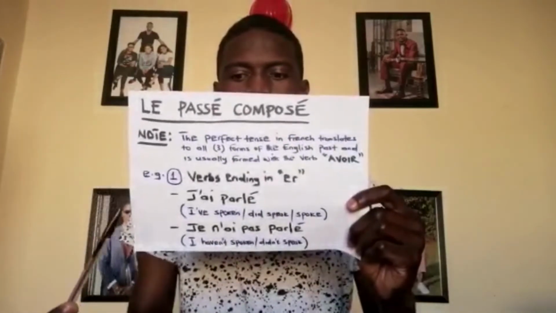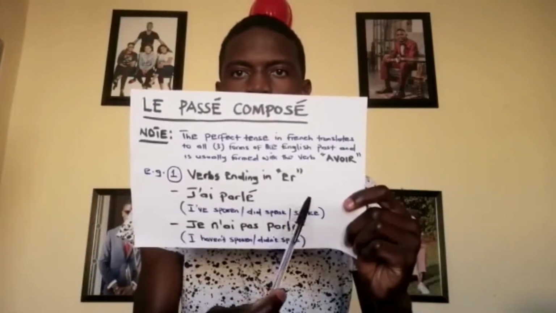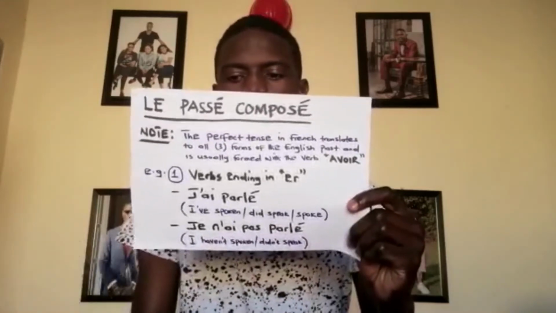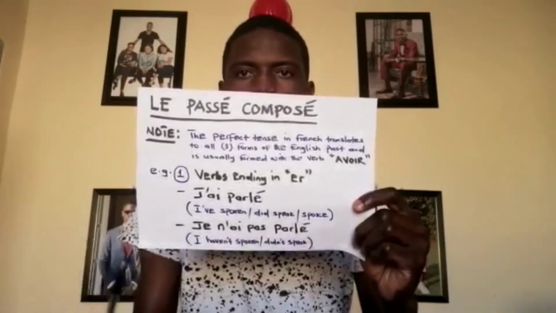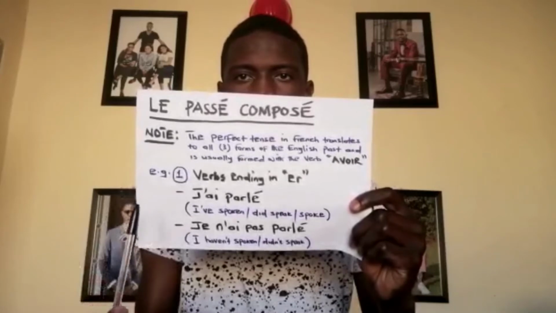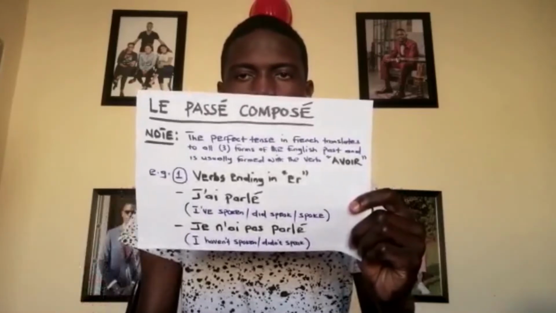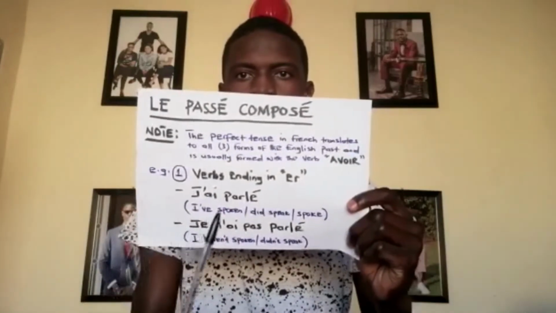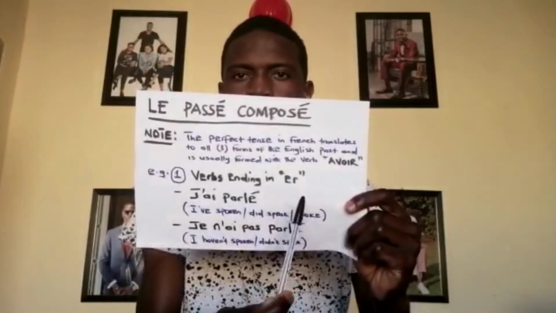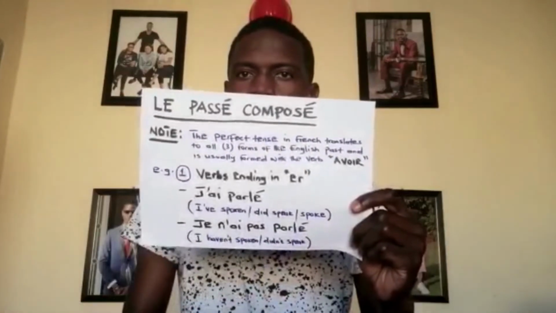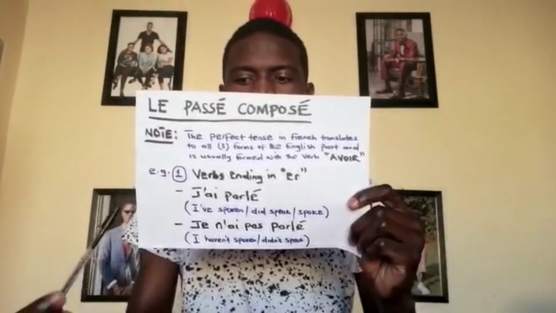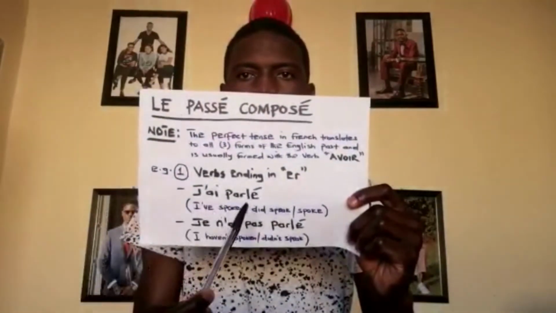As an example, we have example 1, verbs ending in er. Like the verb parler, which is the one we're going to use. All you need to do is conjugate the verb avoir, which is to have, in its right tense, and then for the verb, you replace er at the end with e with an acute accent, or what we call accent aigu, the one that goes up. As you see here, j'ai parlé.